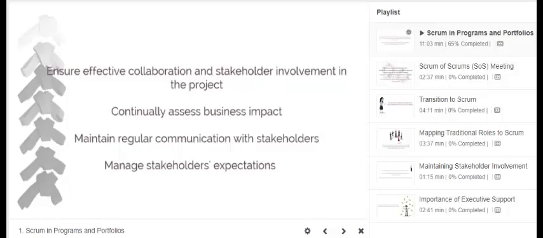First is to ensure effective collaboration and stakeholder involvement in the project. Second, continually assess business impact. Next, maintain regular communication with stakeholders. And finally, manage stakeholders' expectations.